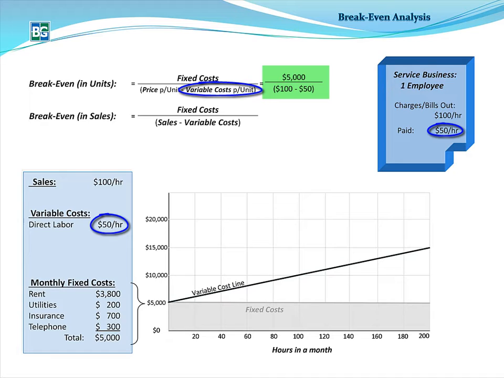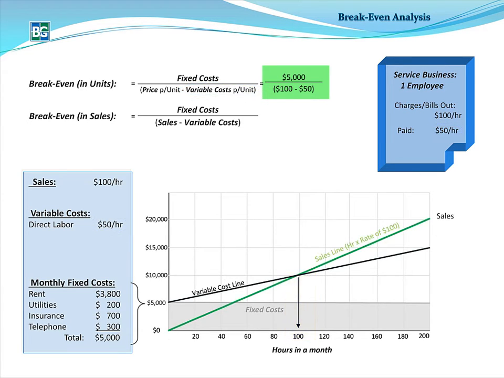So for every unit or hour worked, the variable cost increases by $50. These two figures calculate the slope of this line. As a test, at 100 hours times $50 an hour, the variable cost increased by $5,000.